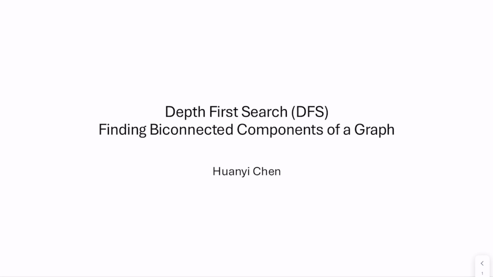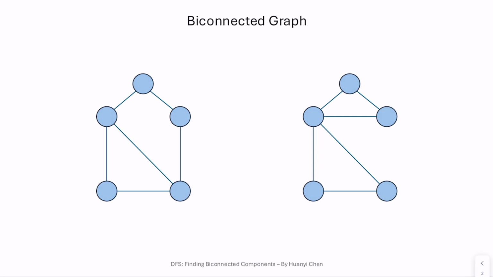We will talk about how to use DFS to find biconnected components of a graph. Before we talk about biconnected components, we need to understand what a biconnected graph is. A biconnected graph is a graph that no matter which node you remove from the graph, the remaining of the graph will stay connected.